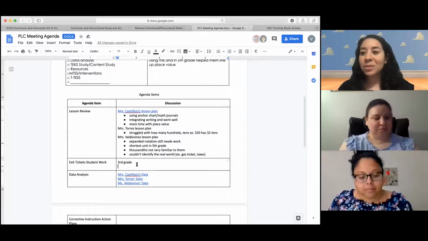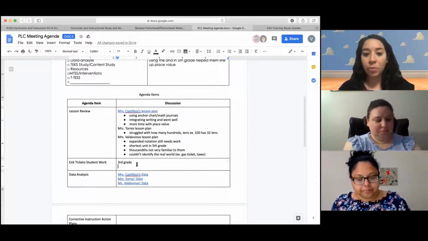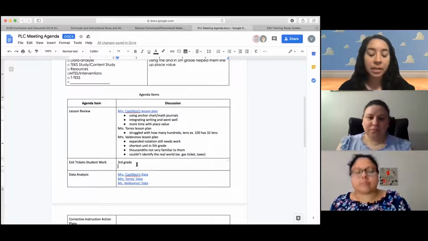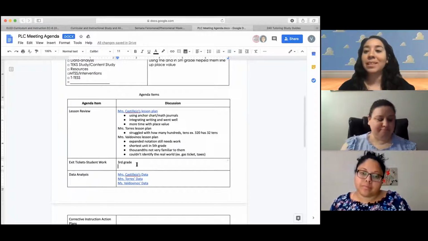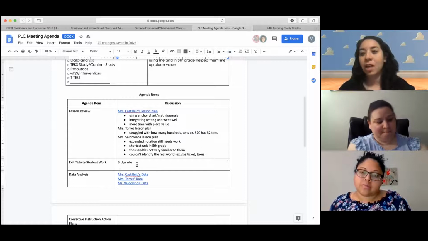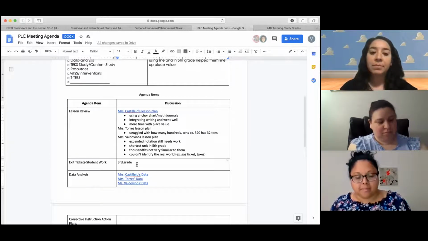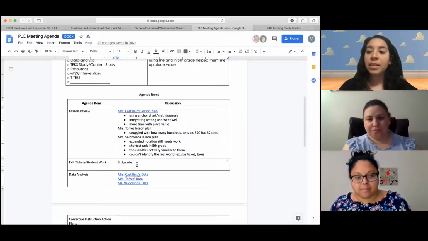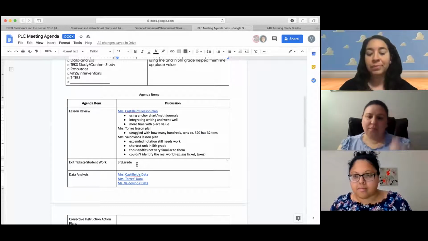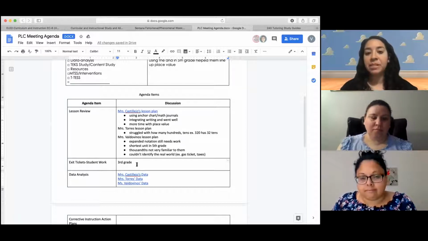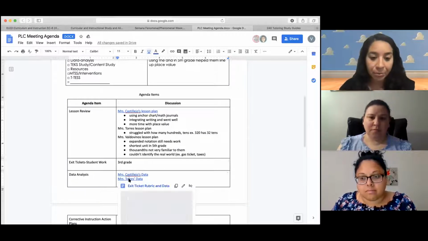But what I also noticed is that I might have not aligned it really well to the rigor of the STAR test. I think it was very simple for them. The questioning wasn't there, so they didn't have a lot of reading to do where they had to process and think about it. And so I think I need to really think about how I'm going to align the rigor to the STAR, because it was very simple for some kids, but then also some kids who are struggling didn't do really well. So I'm going to show you my data really quickly.